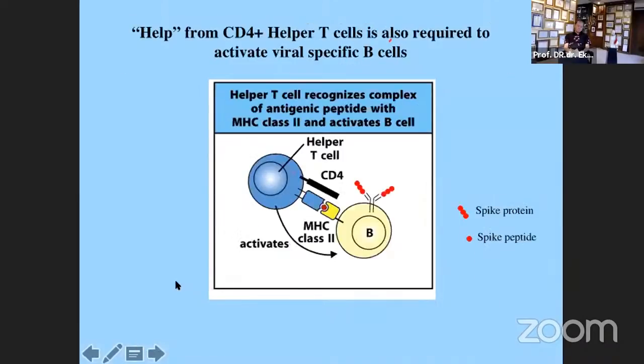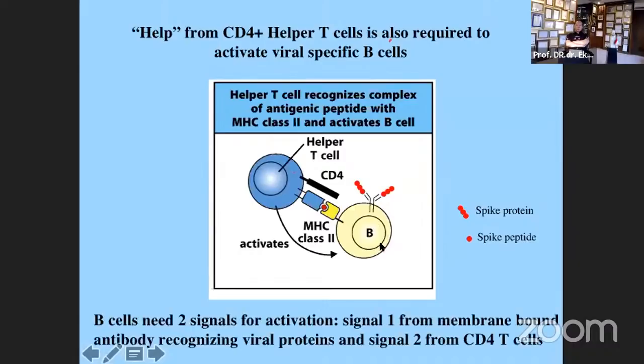And of course, B cells also need helper T cell. So once this helper T cell is activated by the dendritic cell, it can give you a signal 2 in terms of cytokine, telling the B cell that recognizes, say, a spike protein, okay, you can proliferate and you can secrete the antibody and help to kill the virus. So again, like T cell, B cell needs 2 signals for activation. Signal 1 from the membrane-bound antibody that recognizes the viral protein, and signal 2 from the CD4 positive T cell.